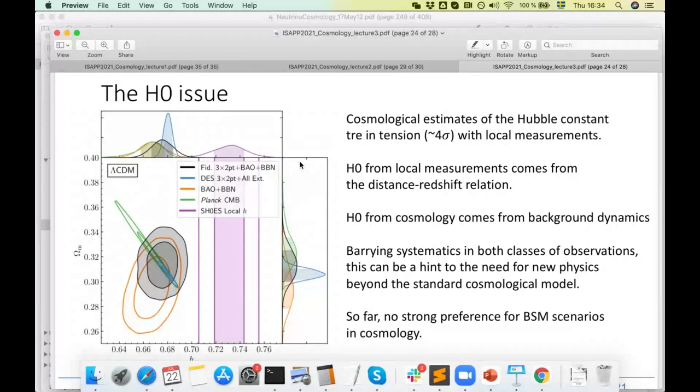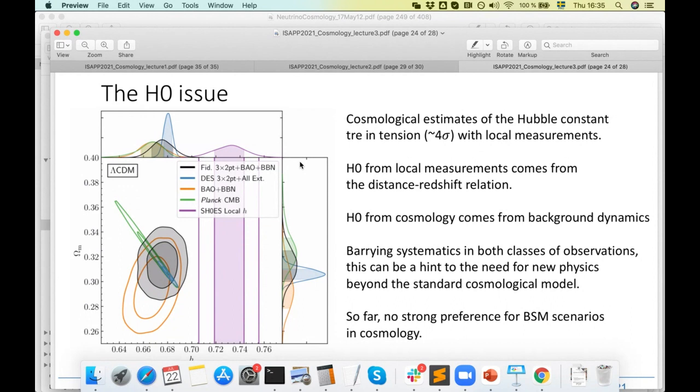You know how to write the distance between the last scattering surface and us in terms of cosmological parameters, including H naught, and you are also able to write down the prediction for the sound horizon in terms of cosmological parameters. And again, it also depends on H naught. So by comparing this observational measurement of the angular size and the theoretical prediction of the angular size in terms of cosmological parameters, you can have an estimate of H naught.